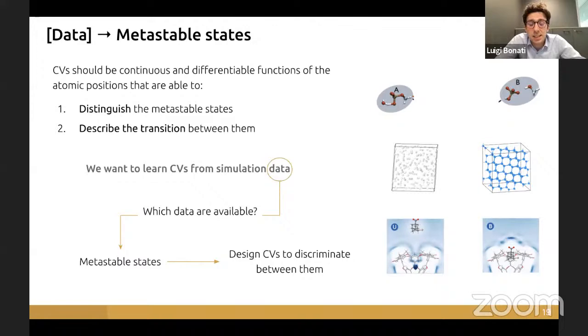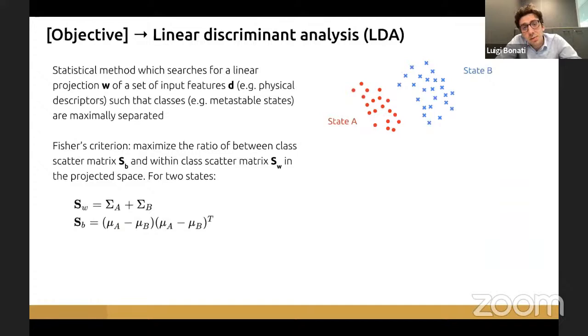How can we do this? Well, here we resort to a statistical method called linear discriminant analysis, LDA, which searches for a linear projection W of a set of input features. Here the inputs will be physical descriptors, let's say distances, angles, but also more complex ones. We want to find a projection of our descriptors such that the classes, which are the metastable states, here considered the case of two, are maximally separated.